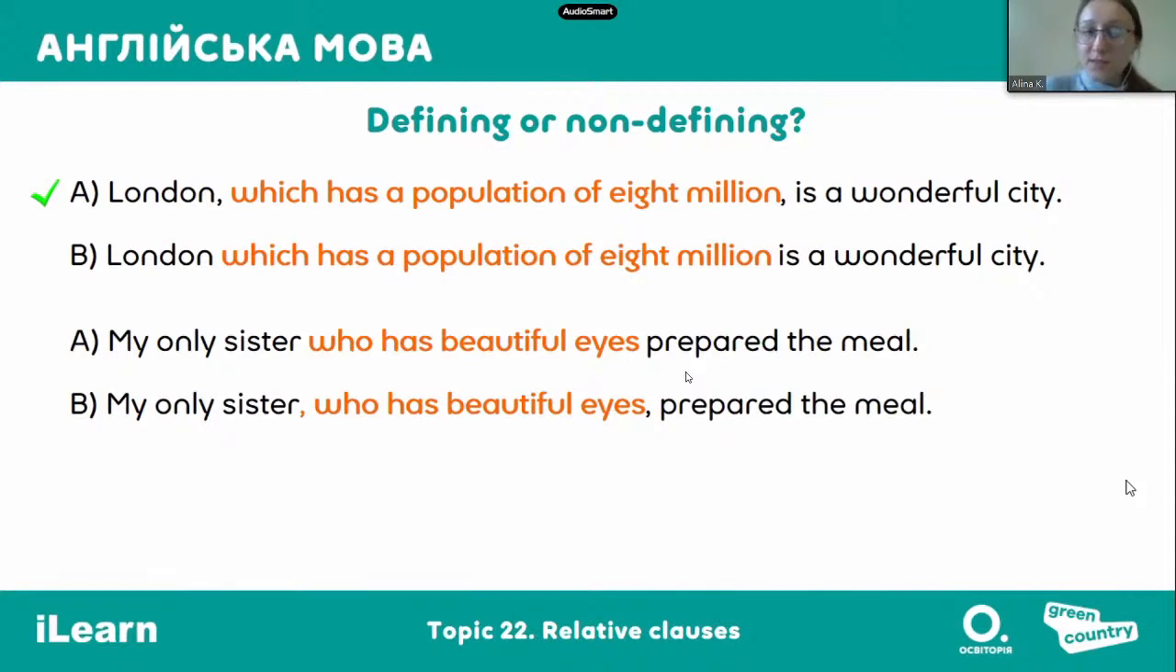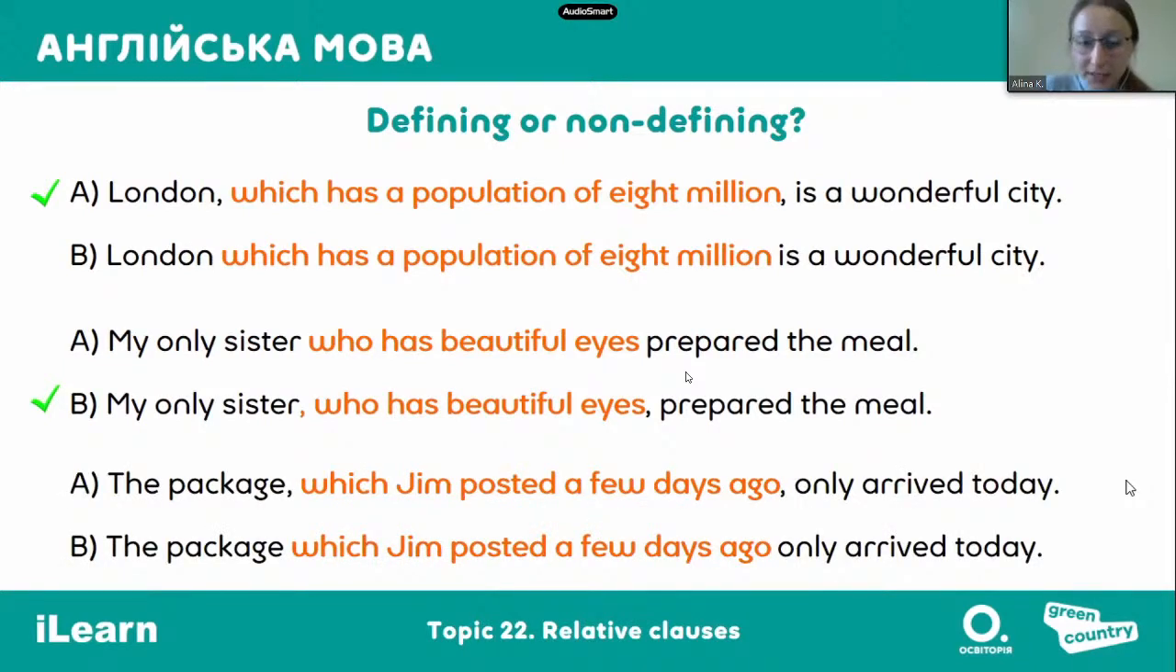My only sister who has beautiful eyes prepared the meal. Or my only sister, who has beautiful eyes, prepared the meal. Можна ми тут поставити кому? Це який в нас clause? Defining or non-defining? I see the correct answer, B. Why? Because we have only sister, yes? It's clear that we have only one sister, тому нам не потрібно уточнювати, да? Це просто додаткова інформація про ту сестру. Okay.